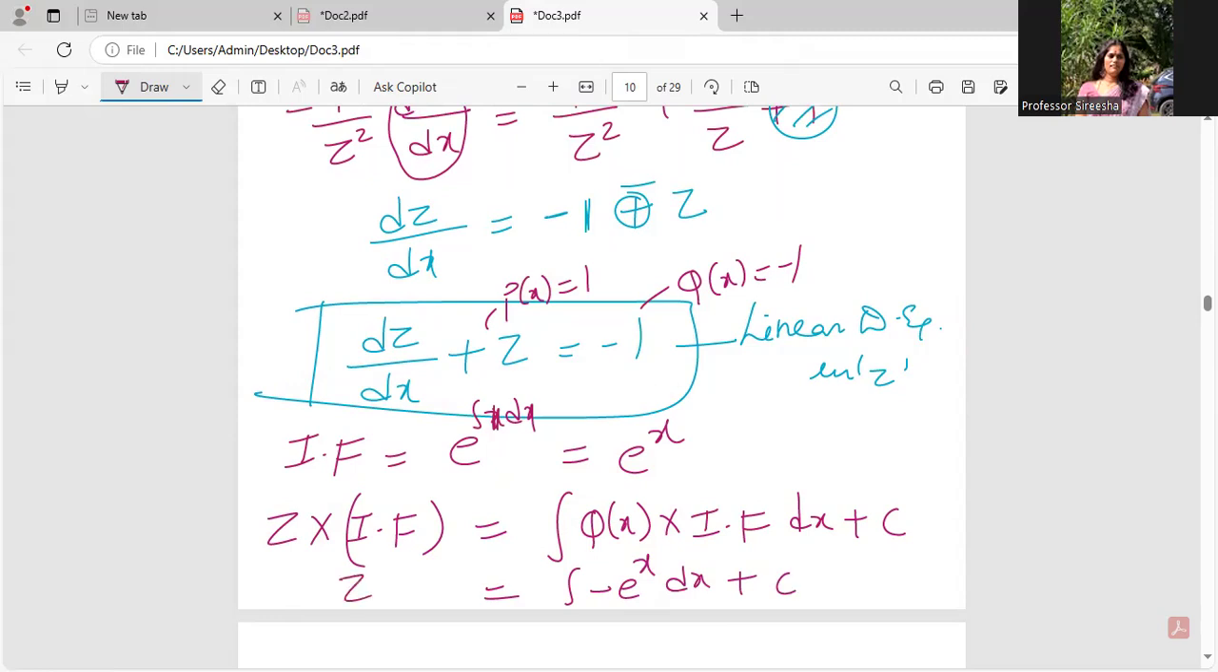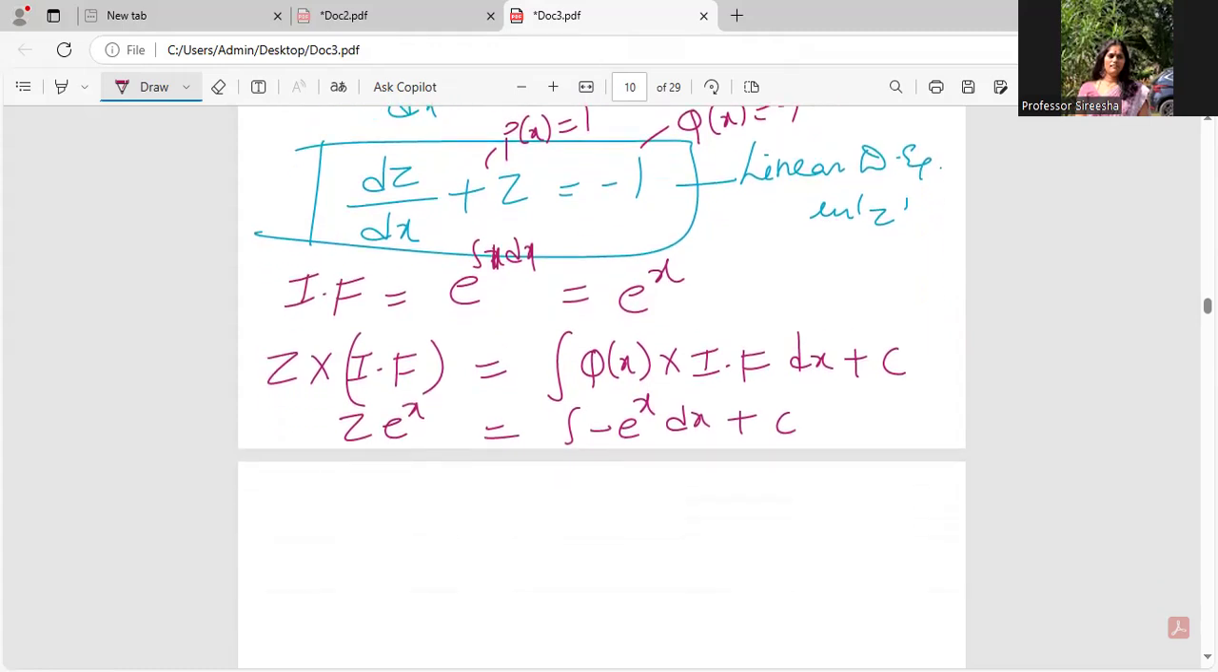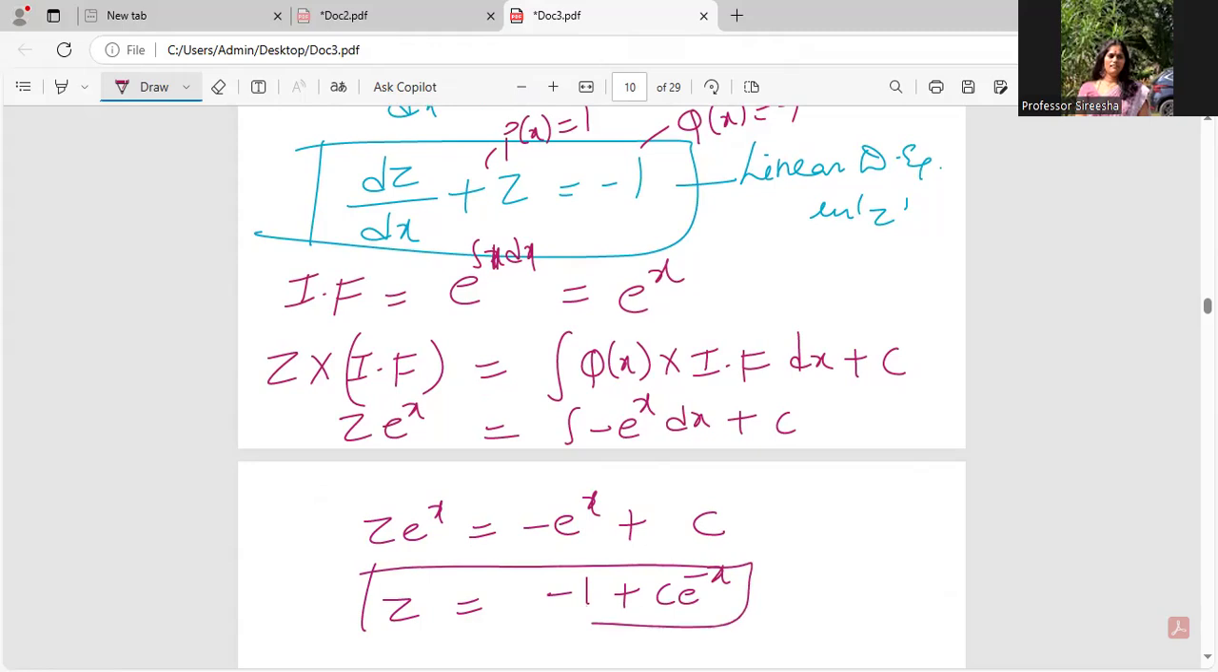Left hand side is z e power x. Okay. So finally, if I integrate e power x, the integration or differentiation of e power x is e power x only. So z e power x is equal to minus e power x plus c is what I will have. I want the value of z. So I'll be bringing e power x to this side. So I'll be having minus 1 plus c e power minus x. So this is the value of z.